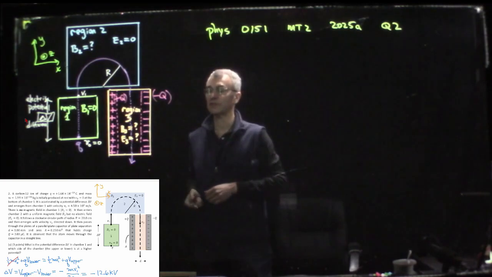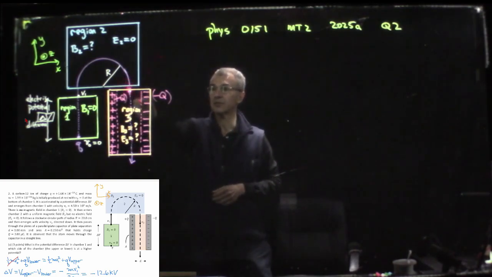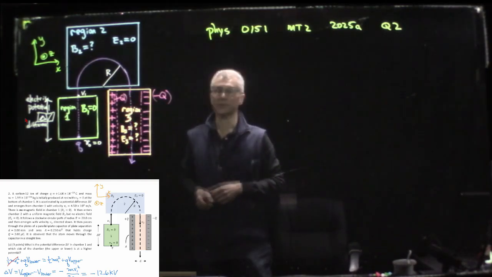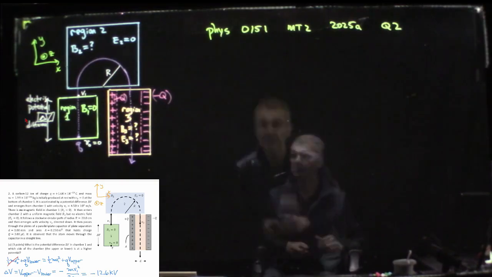We need to determine the electric field. We need to determine what magnetic field would cause this particle to go through in a straight line, undeflected. So there's quite a bit to unpack there. Let's take it piece by piece.